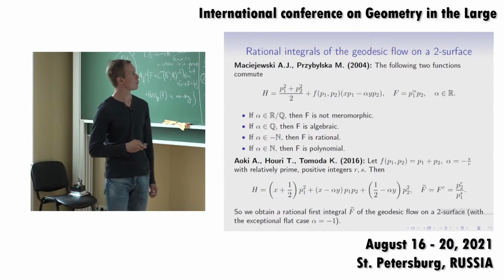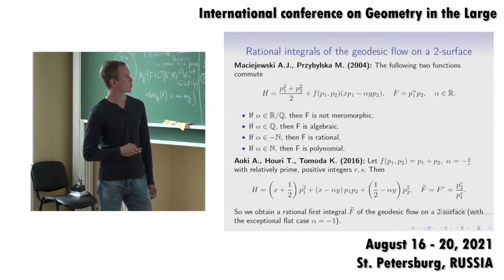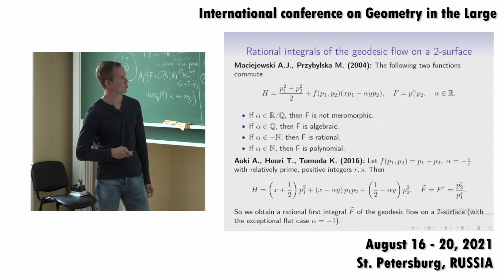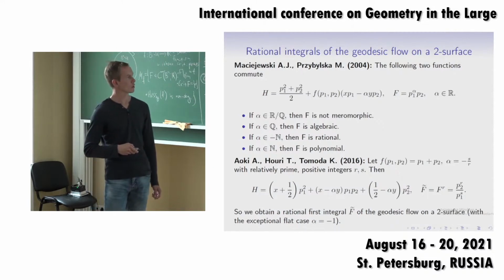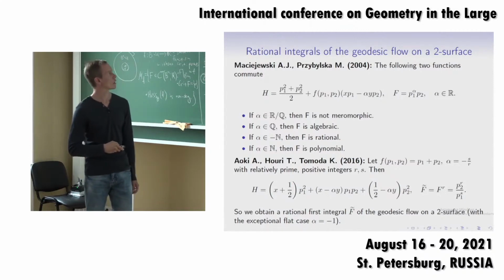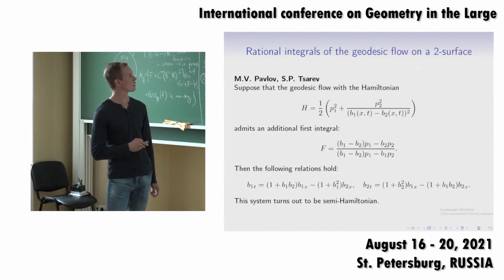And if we talk about geodesic flows, then it is enough to put f, where f is an arbitrary function of momenta. If we put f in such a way, then we obtain a Hamiltonian which corresponds to a certain Riemannian metric, and its first integral is rational in momenta. So from this moment I will be talking about rational integrals.